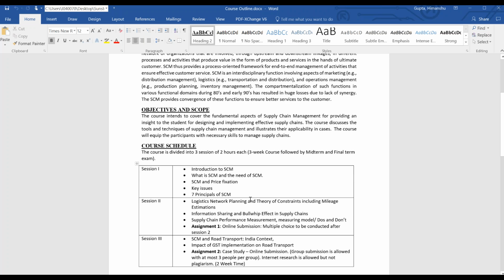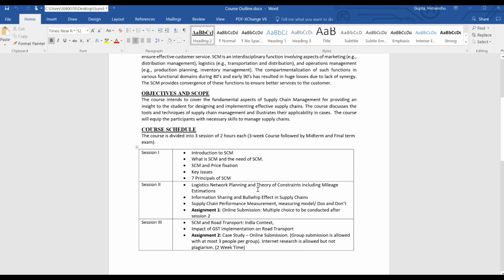So this is the typical plan. We will start with introduction to SCM, which talks about what is supply chain management, why it is required, why price, the costing part is related to SCM, fundamental issues currently we are facing in supply chain management, and the basics of principles of SCM.